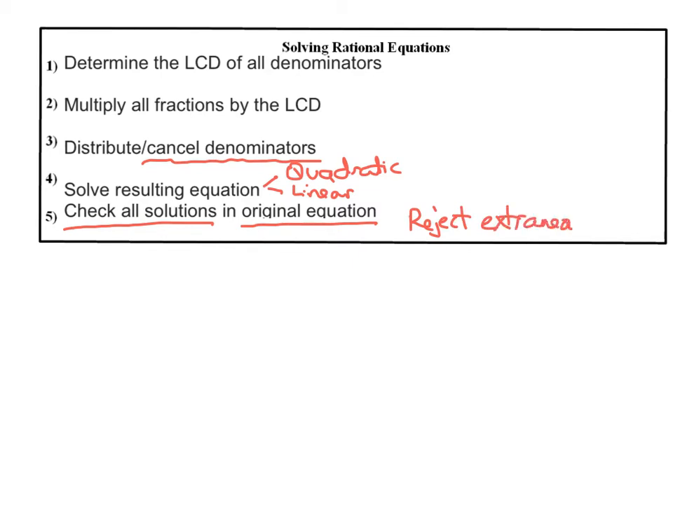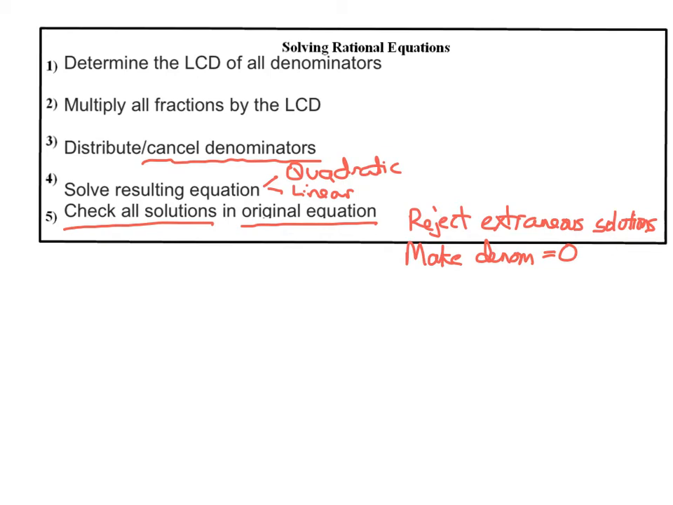Reject any solutions that don't work in the original equation. Usually those extraneous solutions will make the denominator equal 0. So we don't want our fractions to be undefined. So any that make the denominator equal 0, we're going to automatically reject.